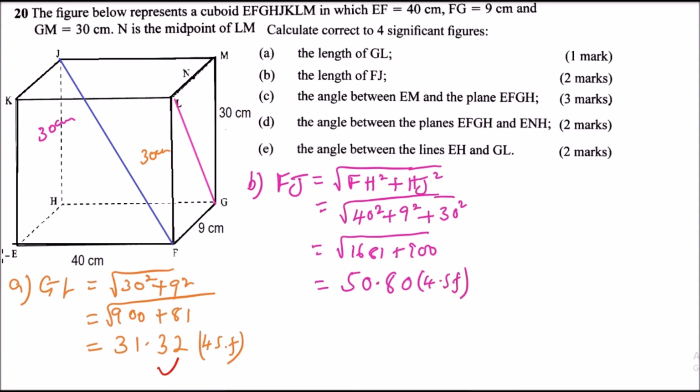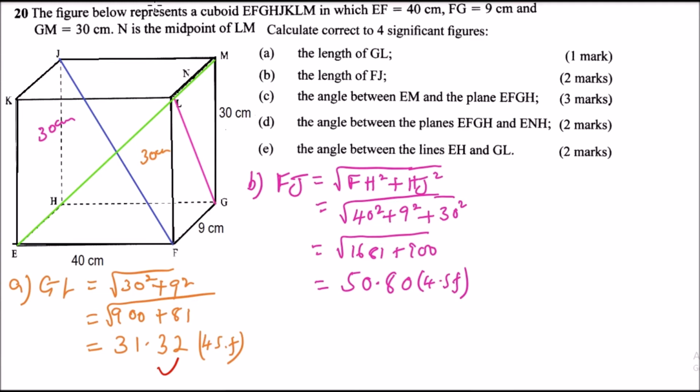We go to part C. Part C, we are told the angle between EM, and this is our EM, and the plane EFGH. So let's show that using a line. So here we have the projection of line EM on plane EFGH is EG. So we need to find EG, so that we use EG and GM to find that angle.